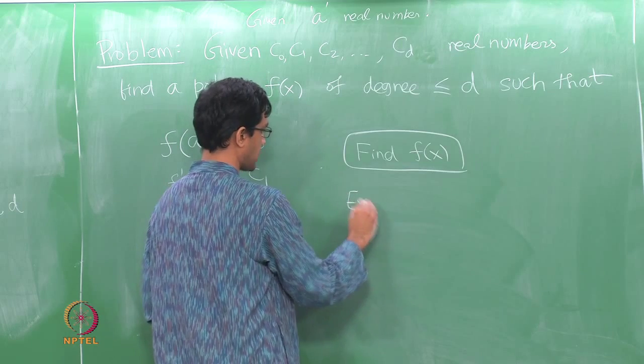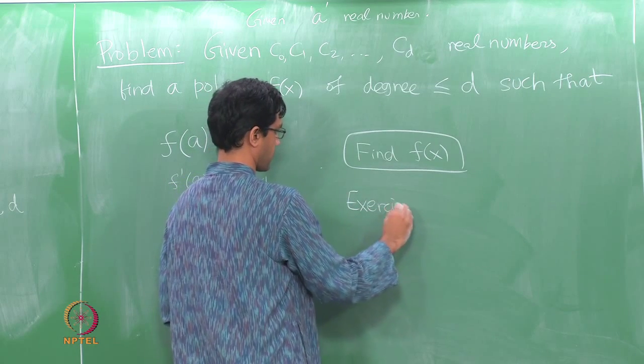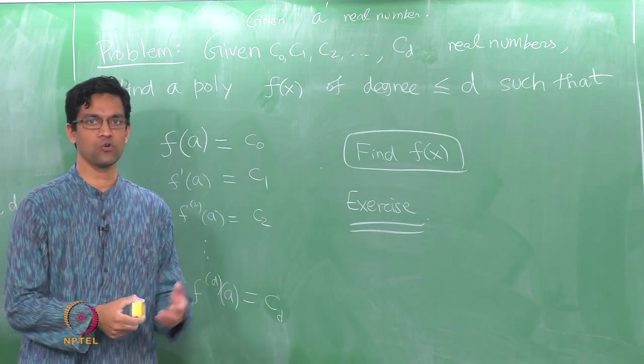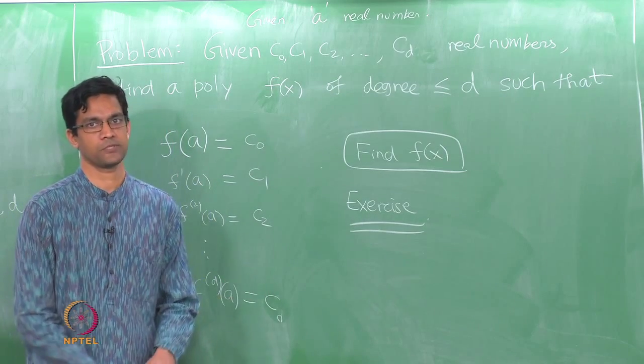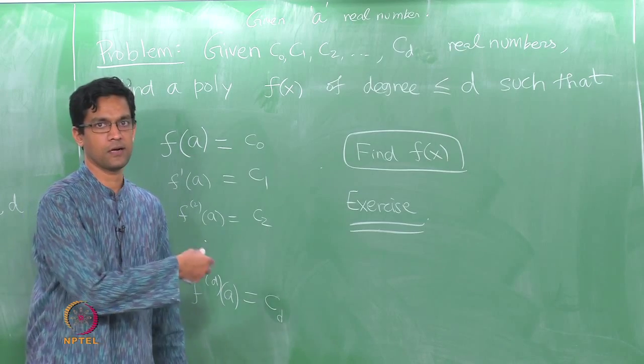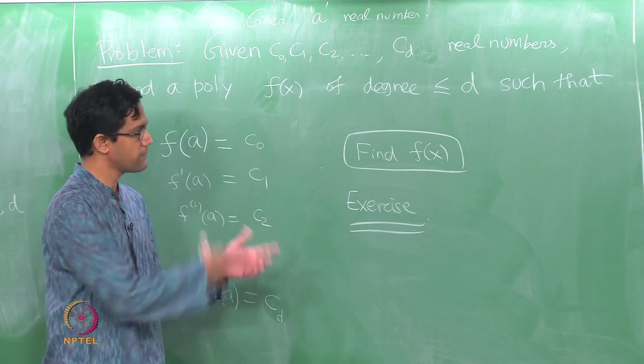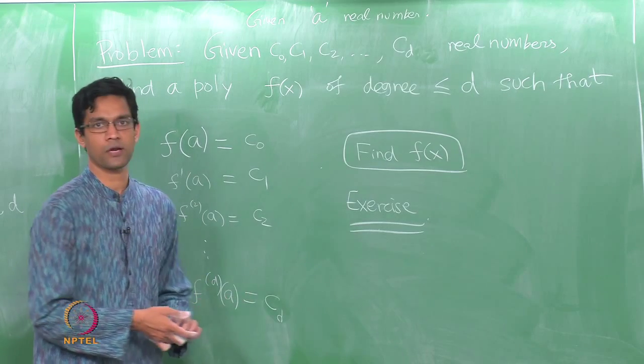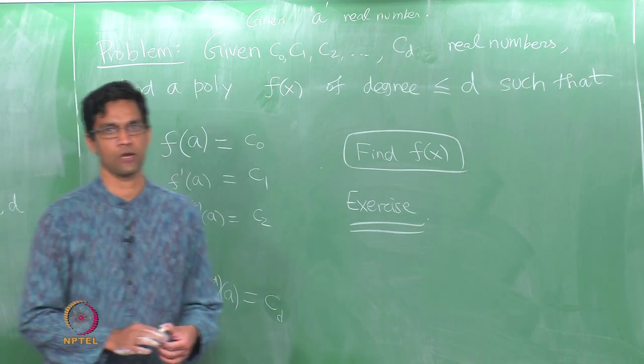I'll just leave this as an exercise, which you can more or less do by following the same set of steps. Just try copying the same argument that we did with x equal to 0. It turns out there's also a simpler thing that one can do, but that's something that we'll look at some time.